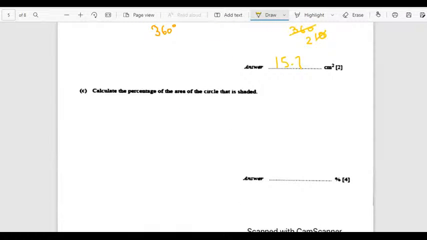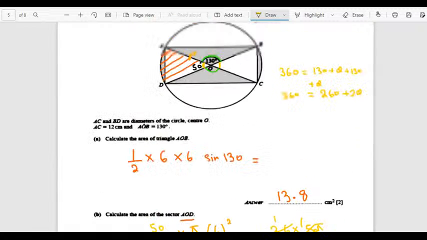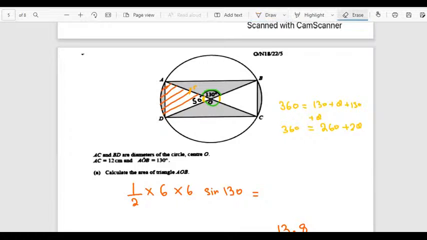Calculate the percentage of the area of the circle that is shaded. Okay. Now I'll rub the shading that I did. And now they want you to calculate the percentage of the shaded region. For that, we need to have the area of the shaded part, and then we'll divide that by area of the circle, and then we'll multiply that by 100%. That is how we find percentage, right?